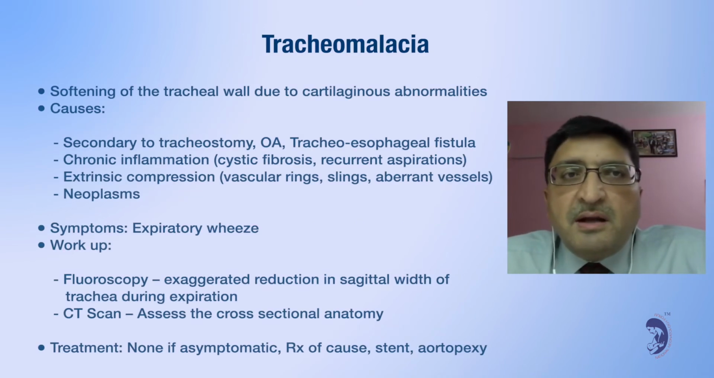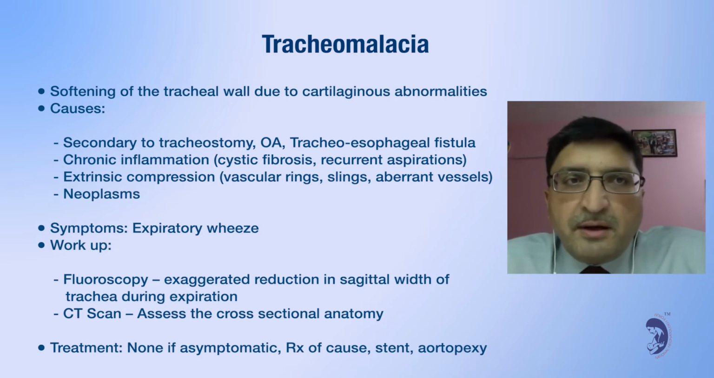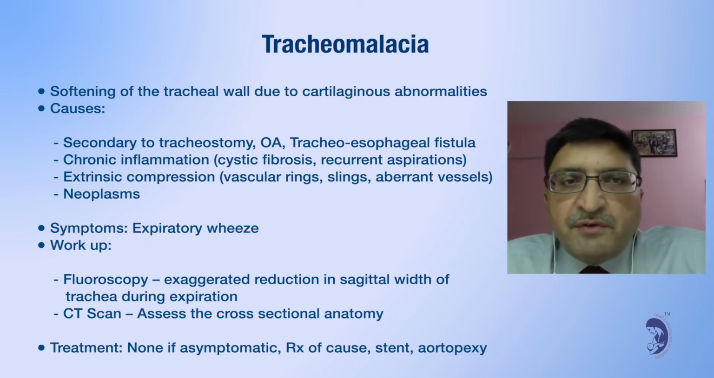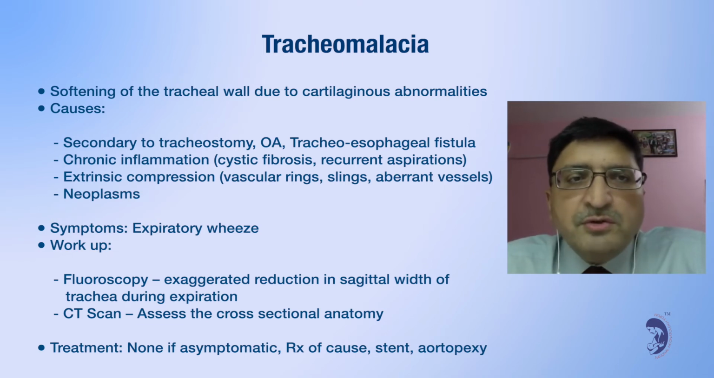Tracheomalacia is another congenital lung defect where there is softening of the tracheal wall due to cartilaginous abnormalities of the trachea. It is caused mainly secondary to either a tracheostomy, esophageal atresia, tracheoesophageal fistula, secondary to chronic inflammation like cystic fibrosis or recurrent aspirations, extrinsic compression due to vascular rings, slings or aberrant vessels, and of course, tumors.